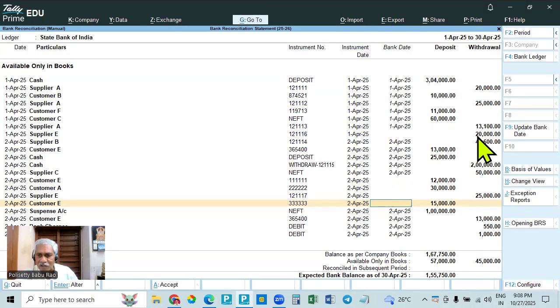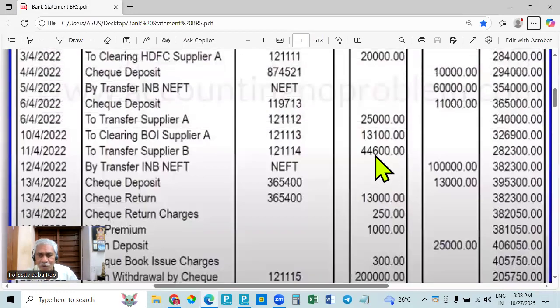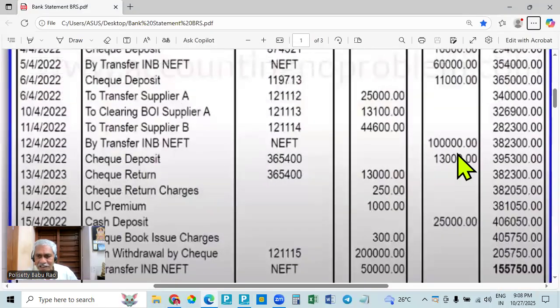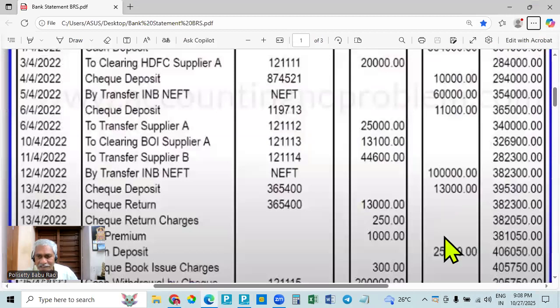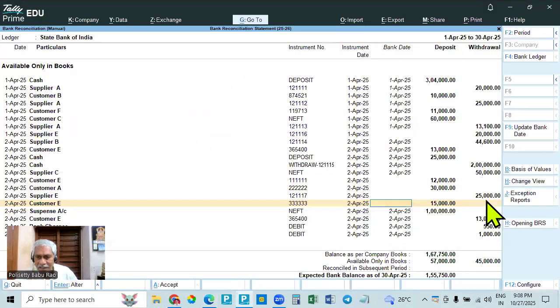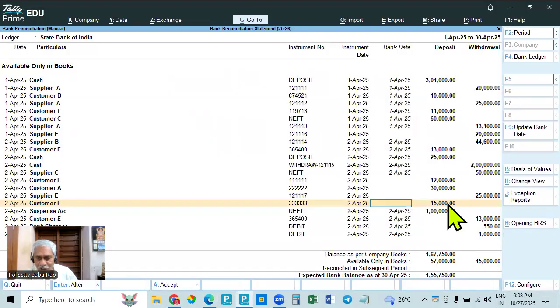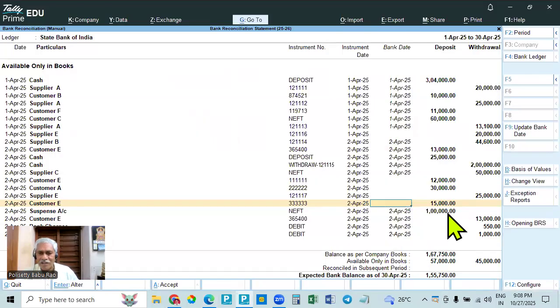So 25,000, 20,000 credit means debit, there is no 20,000. Okay. And that's over. And 12,000, 13,000 on the debit credit side. There is no 13,000 there. So 12,000 and 30,000, it's not available. And 25,000 on our credit is on the debit side. 25,000 is not there. And then 15,000 on the debit. There is no 15,000 on the credit. Okay. So all these are there.